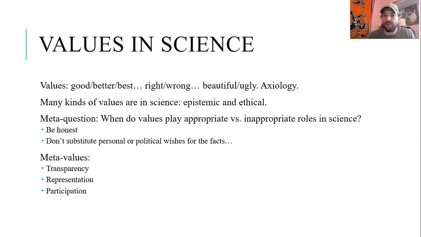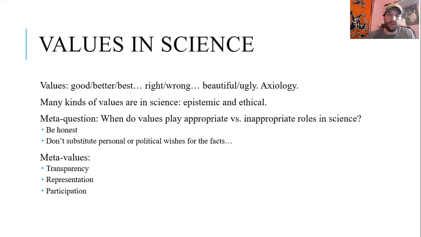Don't substitute your personal or political wishes for the facts. So if certain values like, oh, I really want to prove that my experiment works and it turns out the evidence shows it doesn't work, but you really want it to work, so you just sort of fudge the data. Well, that seems like an inappropriate place for values to do in science. So our task isn't just to say, oh, there's values in science. Well, which ones? Where should they be there, right? This is kind of meta valuation, thinking about what values are appropriate in science.